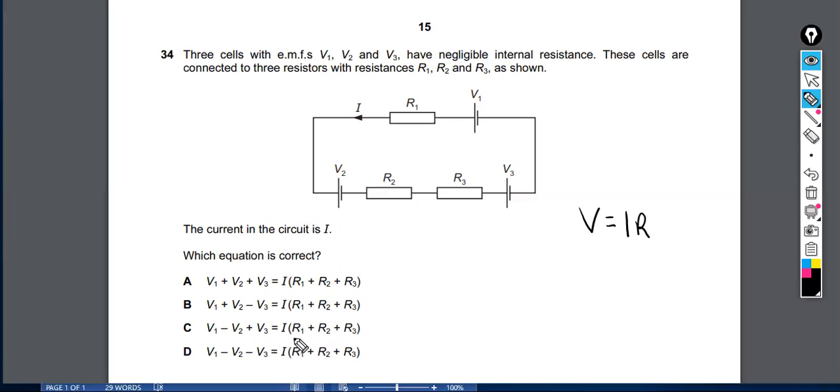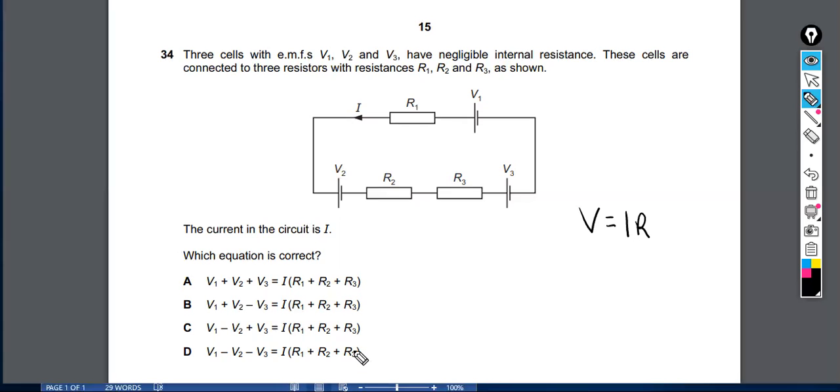They factor out the common I, right? Because current's the same everywhere. And remember, this is how we derive the equation for combining resistors in series. So, okay, yeah, we factor out a common I, and it's just R1 plus R2 plus R3. That's how we get the combined resistors.